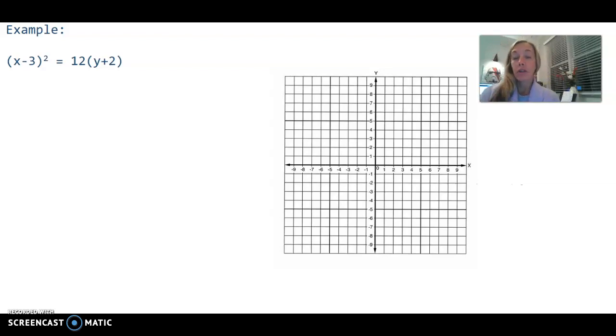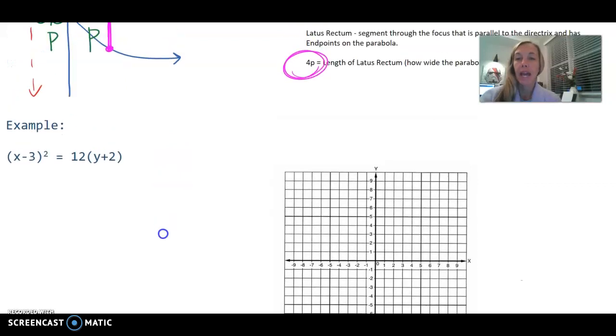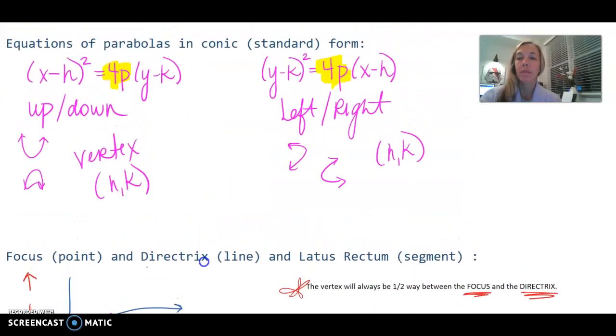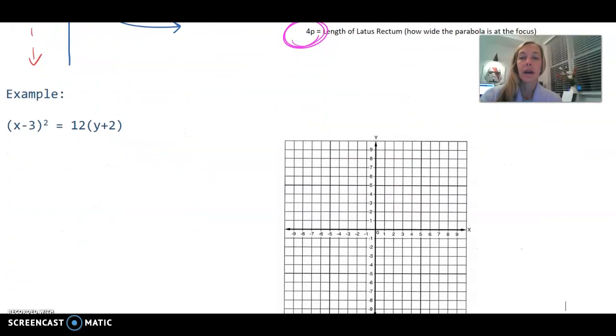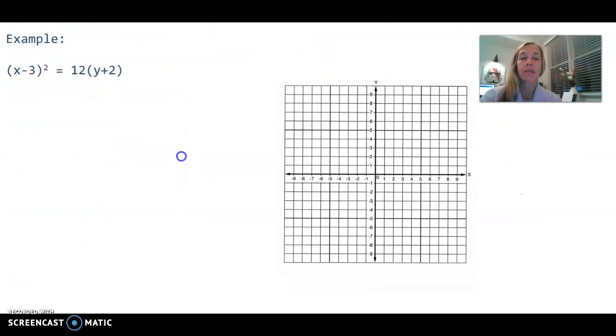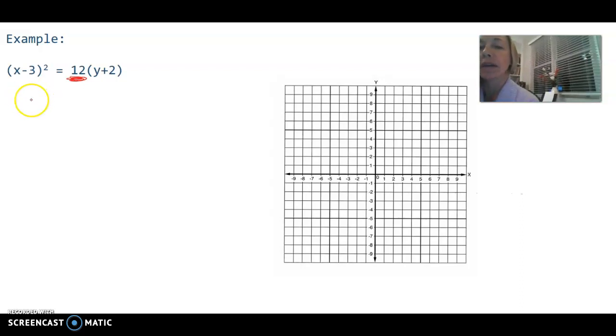So here's our equation. We have an x squared equation. So if you look back at the equations from up above, that tells me that this is an up and down one. I know that it is up and not down because the p-value is positive. So the 4p is a positive number. Okay, so this is going to be up and down.